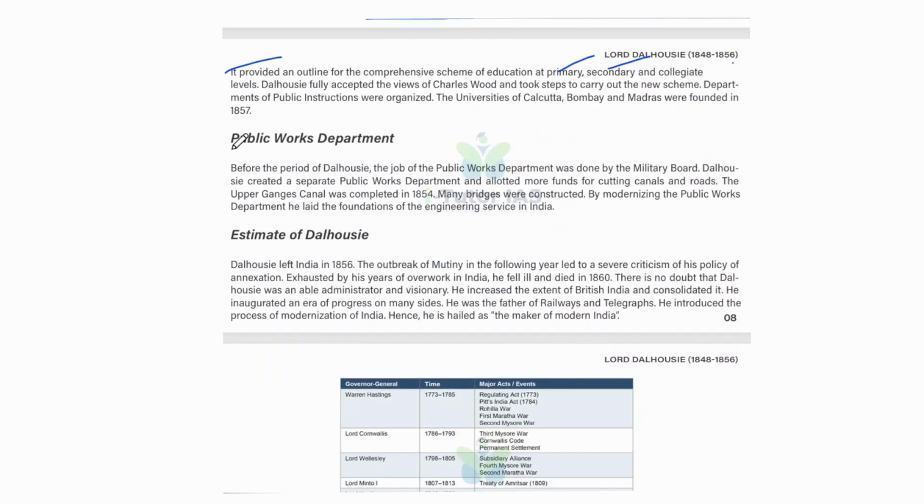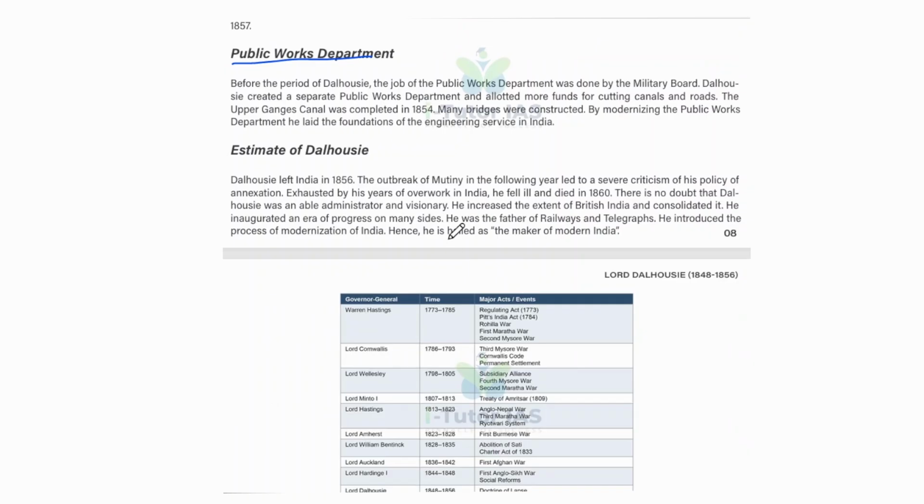And the Public Works Department, PWD. Before the period of Dalhousie, the job of the public works department was done by the military board, and Dalhousie created a separate public works department. That is the PWD we have nowadays, and he allotted more funds for cutting canals and roads. The Upper Ganges Canal was completed in 1854, and many bridges were constructed. By modernizing the public works department, he laid the foundation of the engineering service. Nowadays engineering services are there, so these were introduced by Dalhousie.